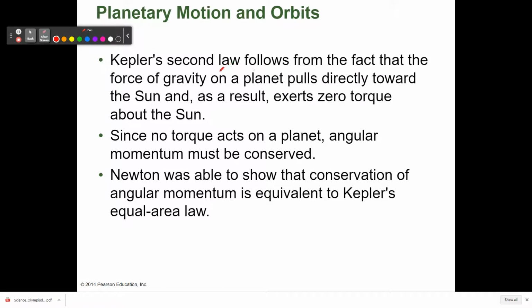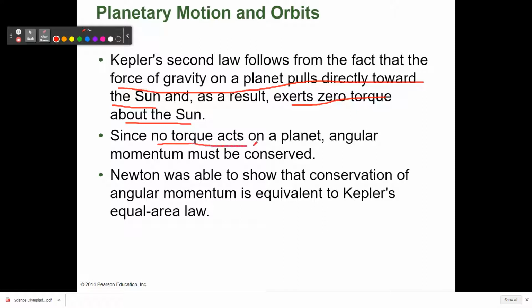All right, and Newton explains it. Kepler's second law follows from the fact that the force of gravity on a planet pulls directly towards the sun. And so it exerts 0 torque on the planet. The sun is not moving necessarily, it's the planet moving around the sun. So the planet is pulled directly towards the sun, so there's 0 torque. The sun is like the axis, and then the planet is moving around the sun.